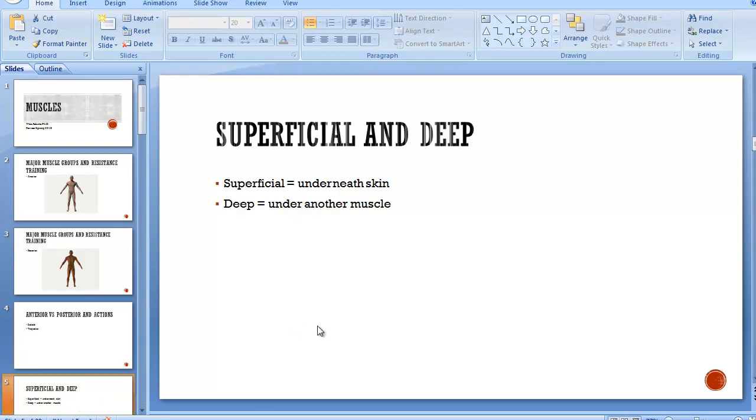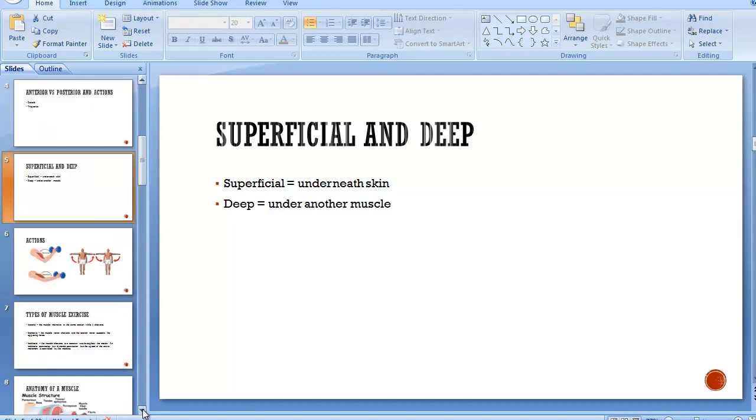Superficial versus deep. Superficial are the muscles that you can see right underneath the skin. So all the ones that I listed, minus the rhomboids, are superficial. A good example of a deep muscle would be the rhomboids. So it's underneath the trapezius. You can't see it. It goes through the shoulder blades, helps you pinch those shoulder blades together.